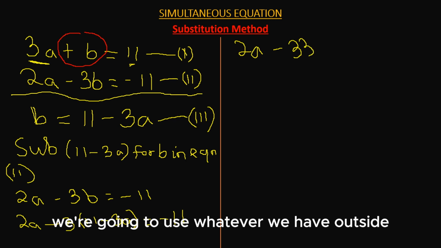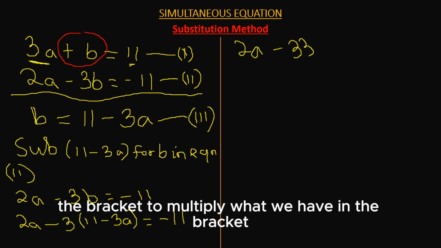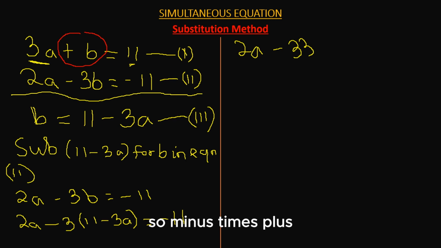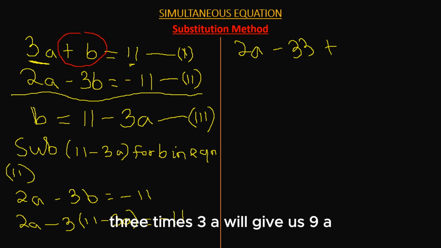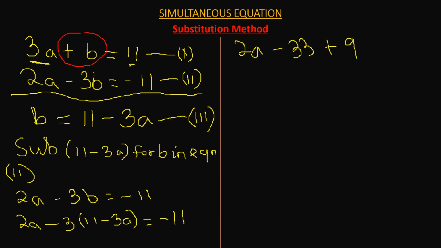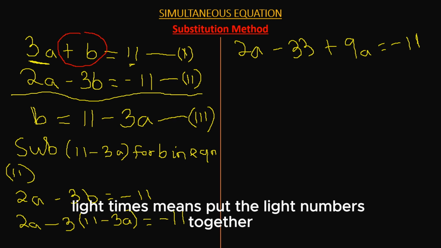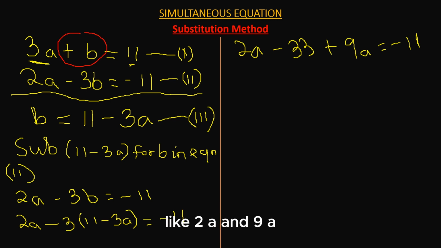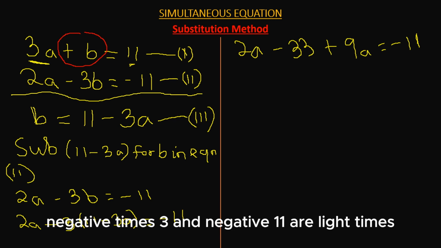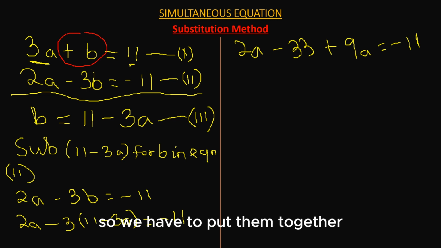We're going to use whatever we have outside the bracket to multiply what we have in the bracket. So minus times plus will give us minus 3 times 11 will give us 33. Then minus times minus will give us plus, 3 times 3a will give us 9a. So we have equal to minus 11. So from here, we're going to collect like terms. Like terms means put the like numbers together, like 2a and 9a, they are like terms. Negative 33 and negative 11 are like terms, so we have to put them together.